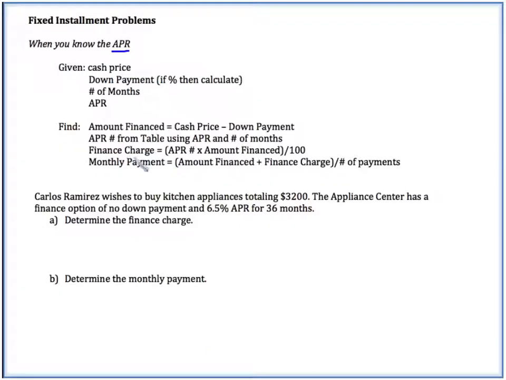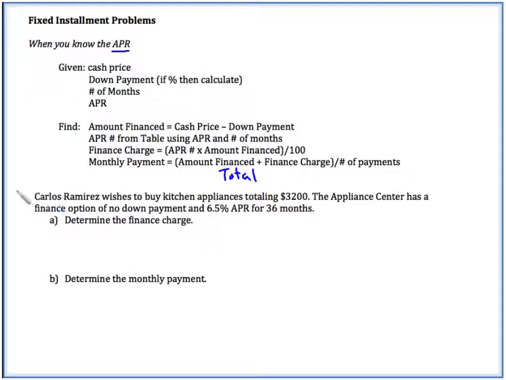Okay, you're also going to be asked to find a finance charge, and it's going to be the APR number times the amount financed divided by $100. And you're also going to be asked to find the monthly payment. So that's going to be the amount financed plus your finance charge. Notice that that is the total amount that you pay. Amount financed plus finance charge, and then when you divide that by the total number of payments, that's going to give you how much you have to pay back equally each month.